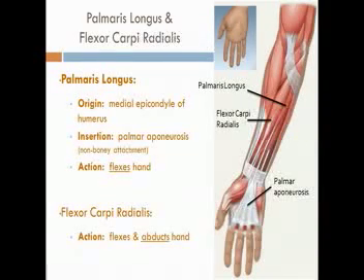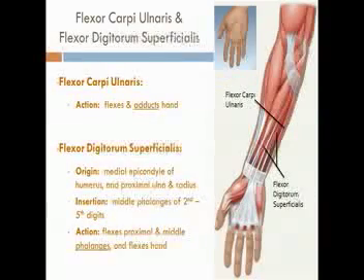Palmaris longus and Flexor Carpi Radialis. Palmaris longus is a long muscle that inserts onto the palmar aponeurosis, and it originates on the medial epicondyle of the humerus. You might notice that all flexors, or mostly all muscles found in the flexor compartment, originate on the medial epicondyle of the humerus, and its primary action is to flex the hand. Flexor Carpi Radialis, its action is to flex the hand and abduct the hand. Flexor Carpi Ulnaris flexes and adducts the hand.